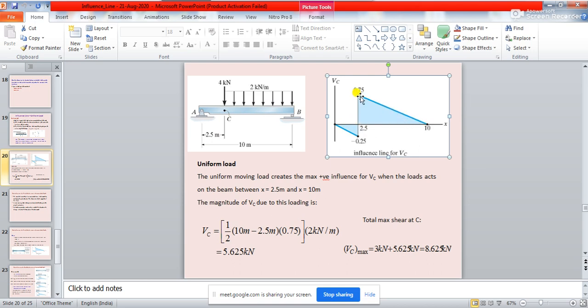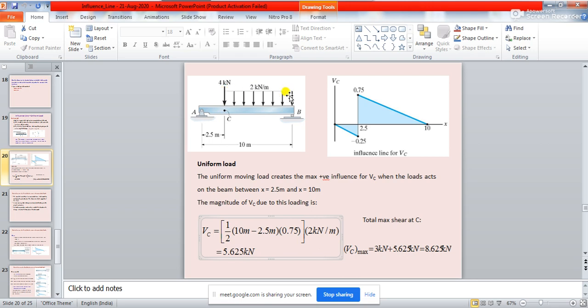Here also the distance is 7.5 meter. So you calculate the area of this triangle. What is the area of this triangle? It is half into 0.75 into 7.5 meter, that is, half into 10 meter minus 2.5 meter means 7.5 meter, into 0.75, into the load, whatever UDL is there, so 2 kilonewton per meter. That is going to give you the value of the shear force at this point C because of this moving load of 2 kilonewton per meter.